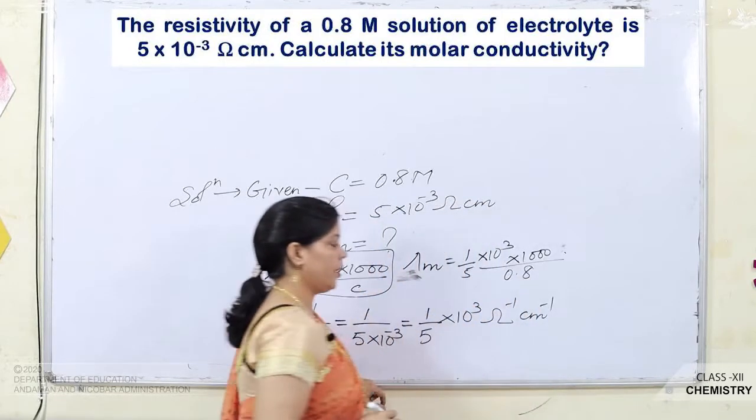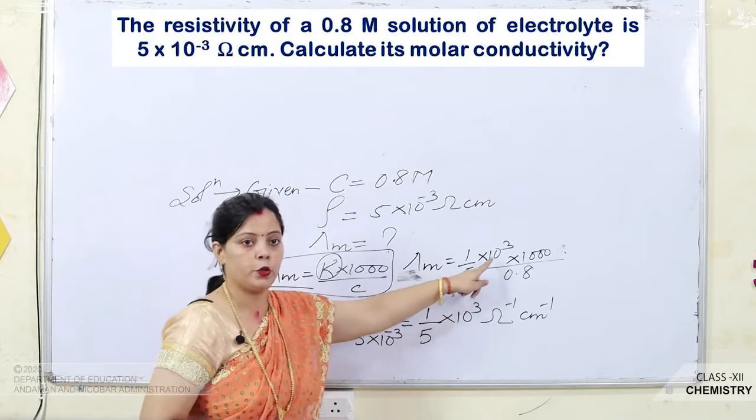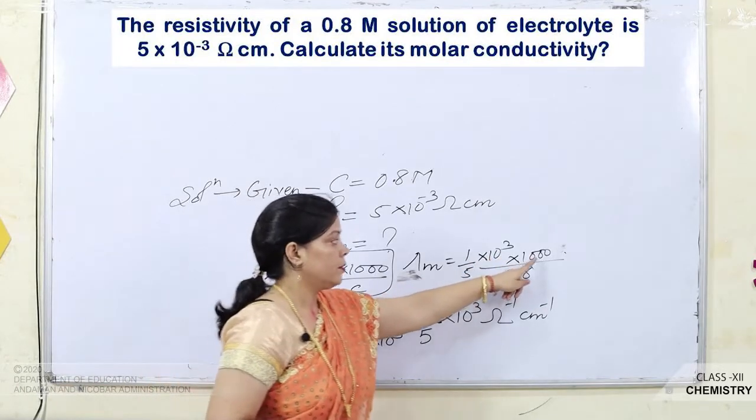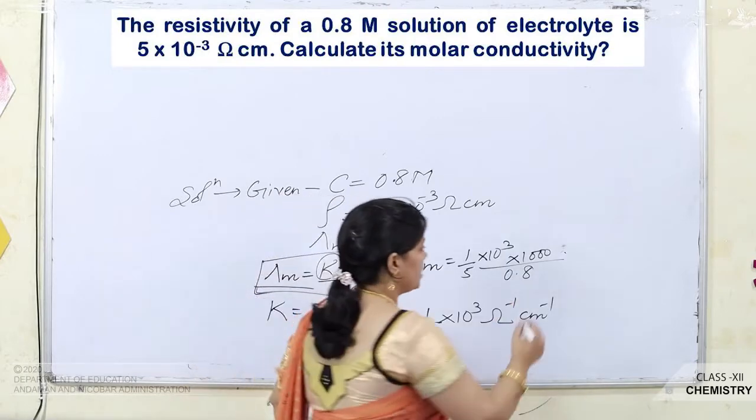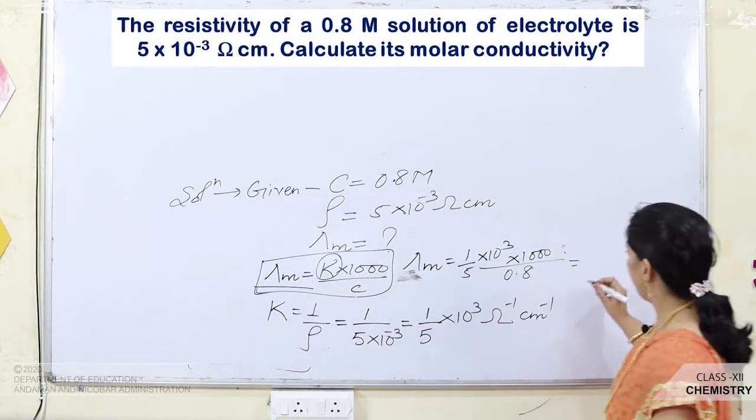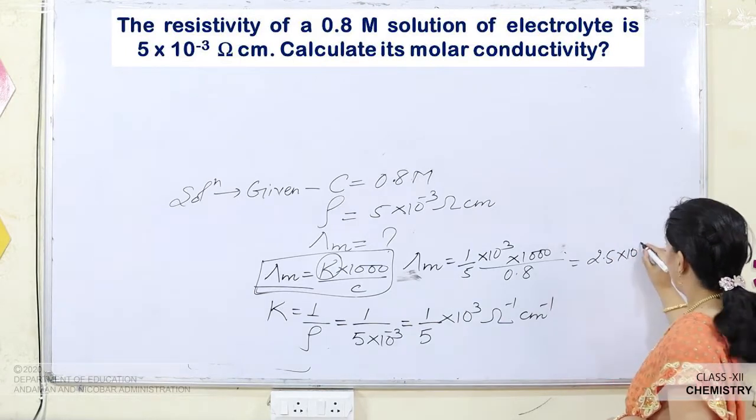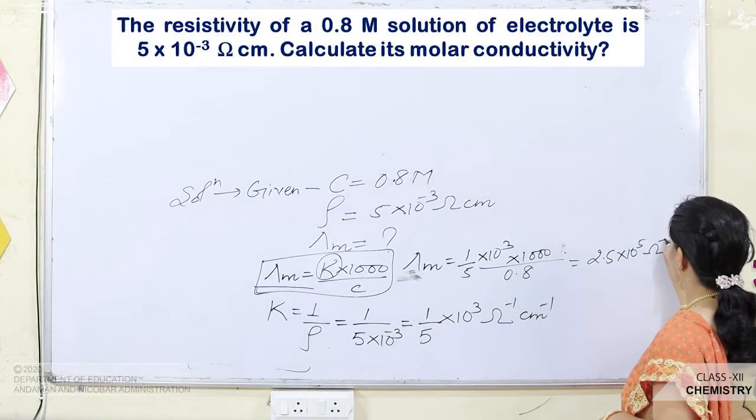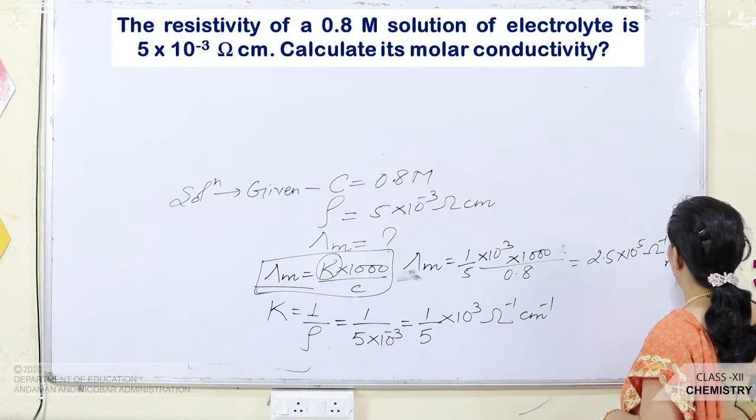0.8. Okay children, this is the value of conductivity. Conductivity is 1 by 5 into 10 to the power 3, then 1000 divided by 0.8. After that children, we got the result, that is equal to 2.5 into 10 to the power 5 ohm inverse centimeter square and mole inverse.